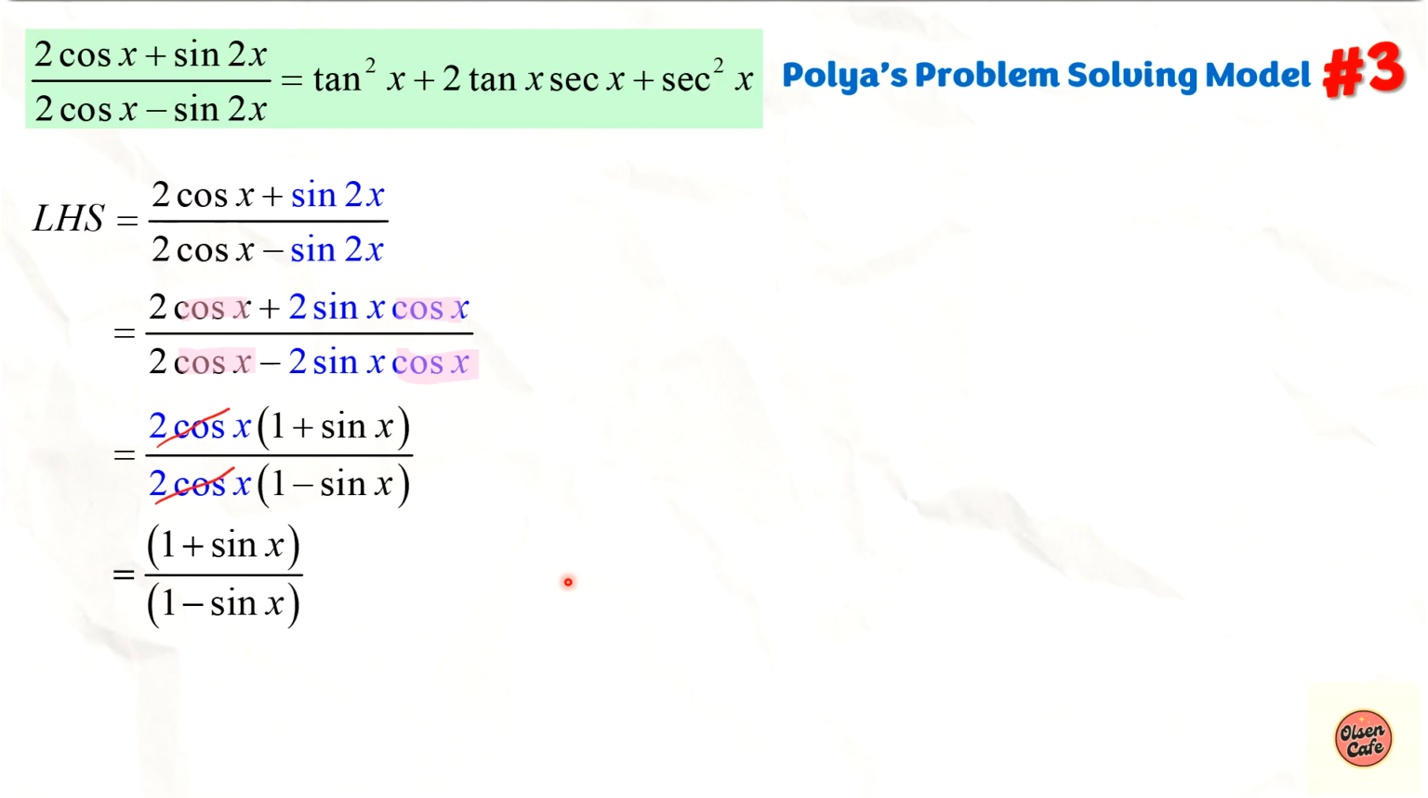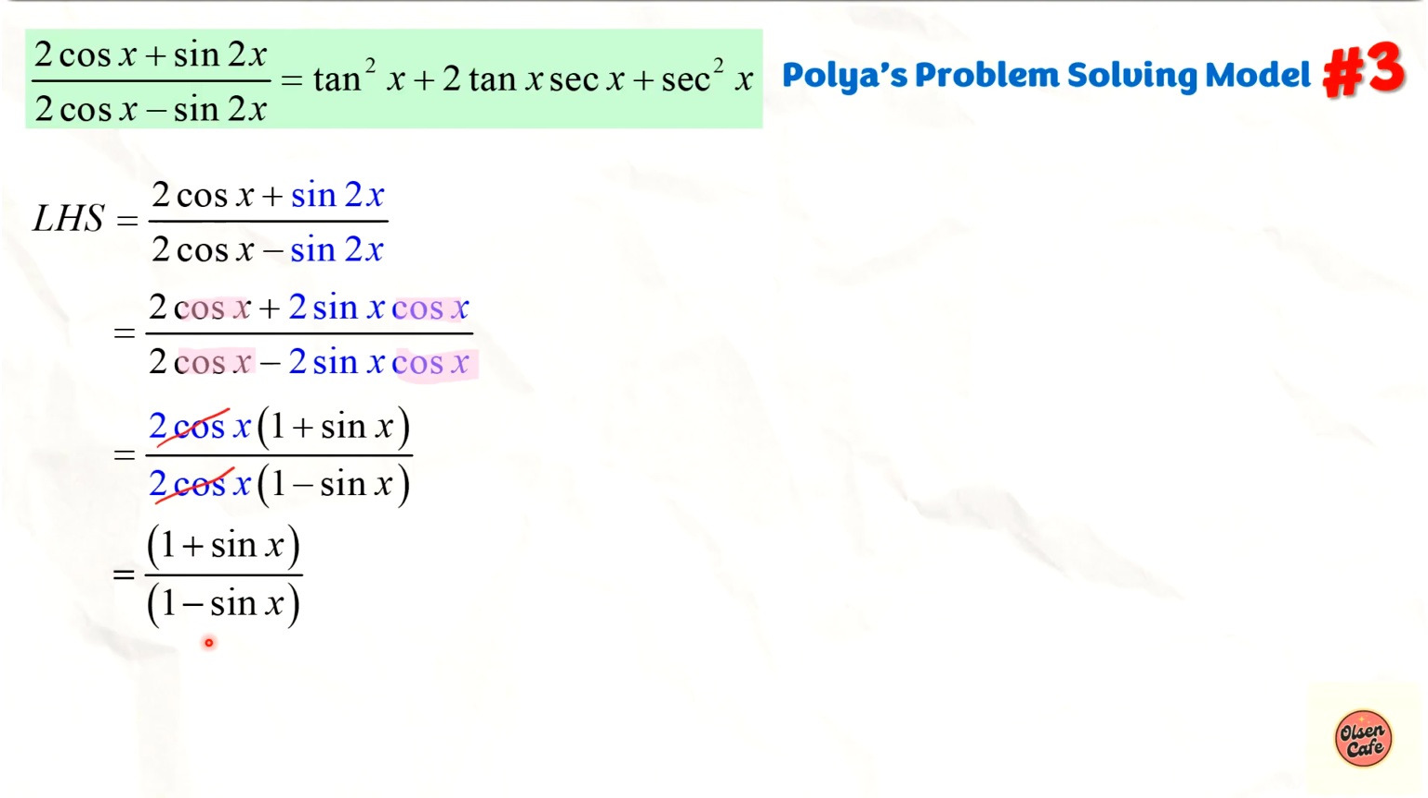But over here, I'm going to introduce one very useful strategy. Take a look at the denominator. You can see it's 1 minus sine x. This strategy is somewhat like rationalizing the denominator.